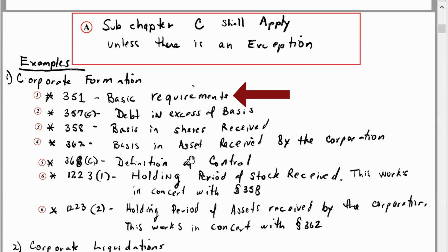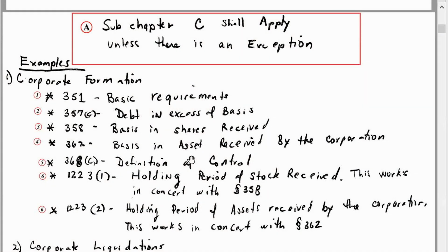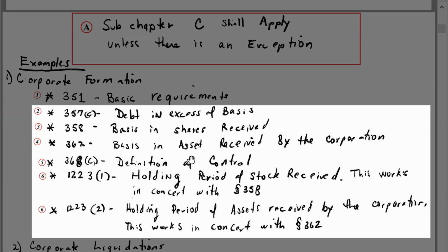But 351 is going to segregate the transaction into whether it's a taxable transaction or a tax-deferred transaction. Once we figure out it's a tax-deferred transaction, then these other code sections kick in. So you might want to write on this page that 357(c), 358, 362, 368(c), 1223(1), 1223(2), and 168(i)(7) only apply if it's tax deferred.